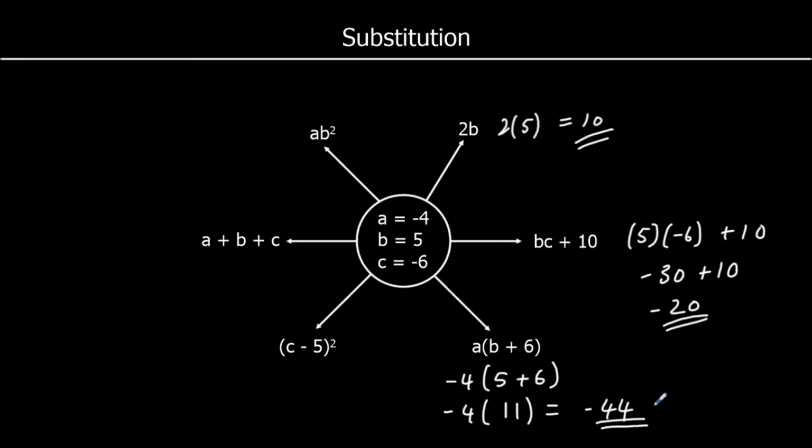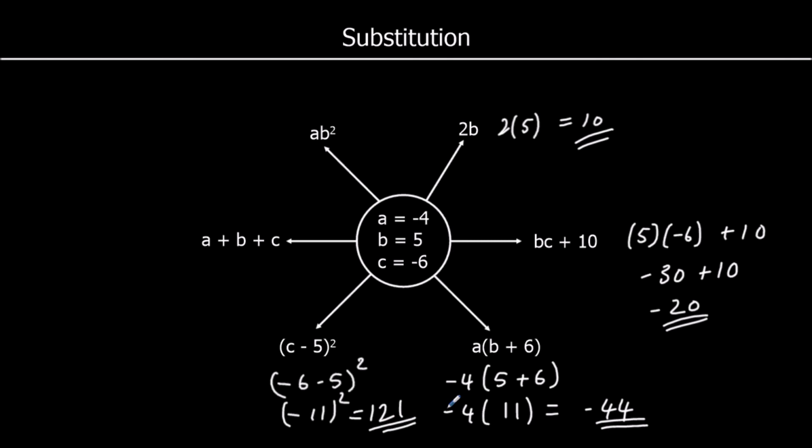c minus 5 squared is going to become -6 minus 5 squared. -6 minus 5, -6 down 5 is -11. And -11 times -11 is going to be positive. A negative times a negative is positive. And 11 11s are 121.